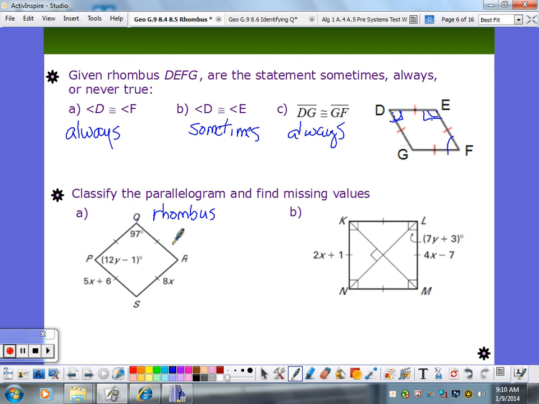Okay, so how can I find the value of x? How do I find x? Why? Right, rhombus, all the sides are congruent, their measures have to be equal. 3x equals 6, so x must be 2, right?